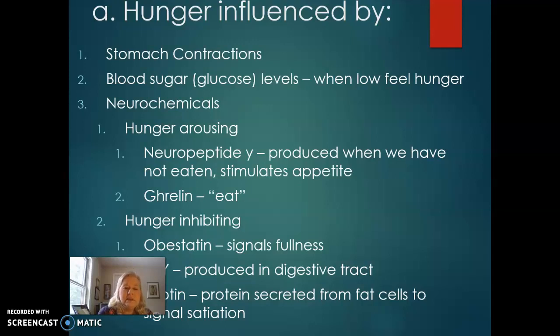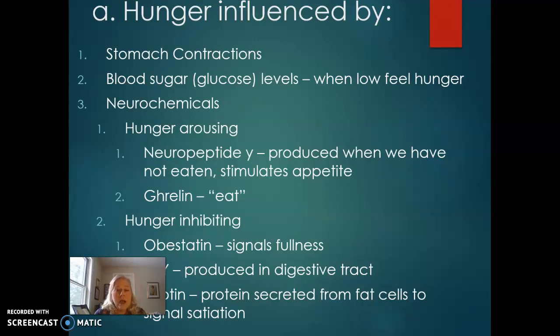Hunger-inhibiting chemicals: one is called obestatin. That's the one that measures your stomach fullness, and this is why you're given instructions not to eat too quickly, because the obestatin takes a while to sense that you're full. If you eat too quickly, you're like, oh dang, I'm so full, but that's because the obestatin hadn't caught up with the speed at which you were eating, and the speed at which I'm talking today, because I'm trying to get a lot in.